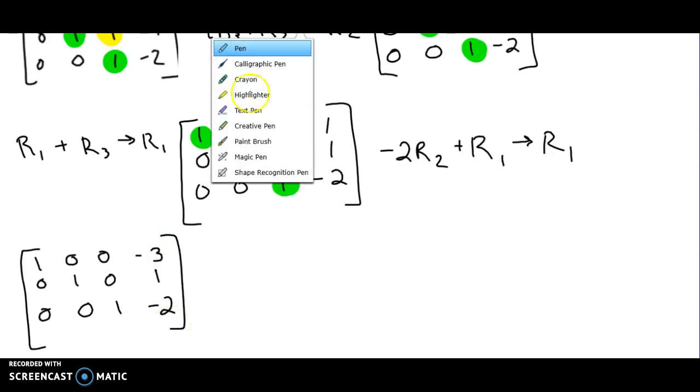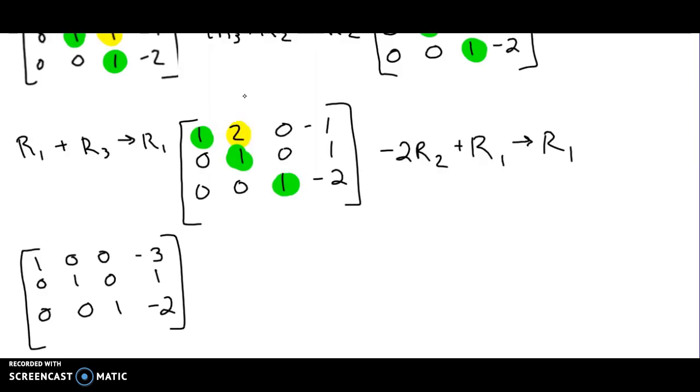So if I look here, everything that I needed to be 0 is complete. This value up here is 0, and these values down here are 0. And then my leading entries are all 1. So now I have put this matrix in reduced row echelon form, or what we call Gauss-Jordan elimination.